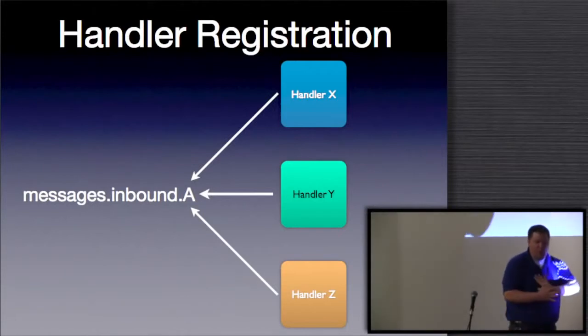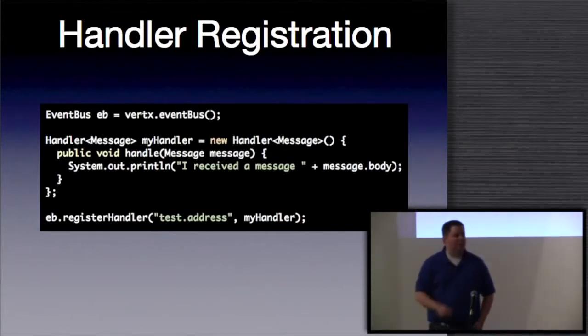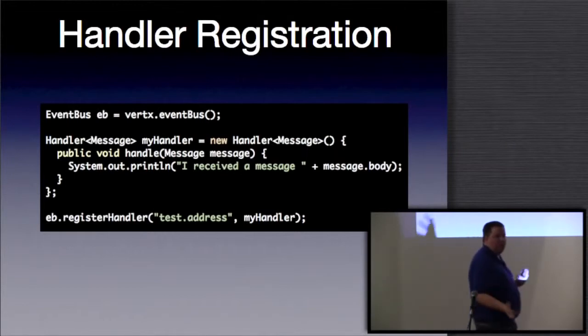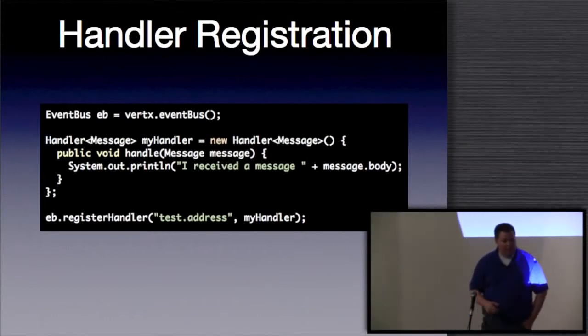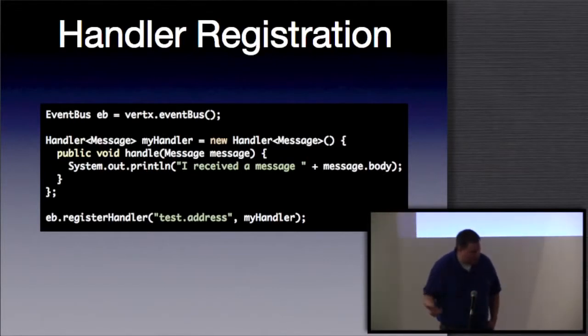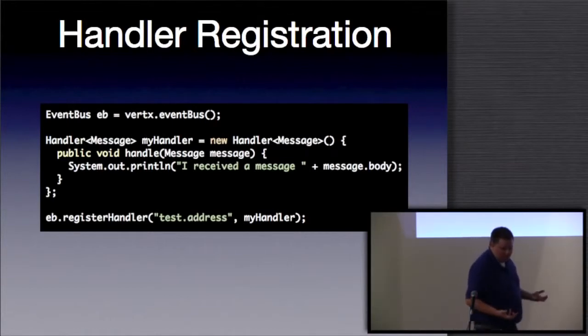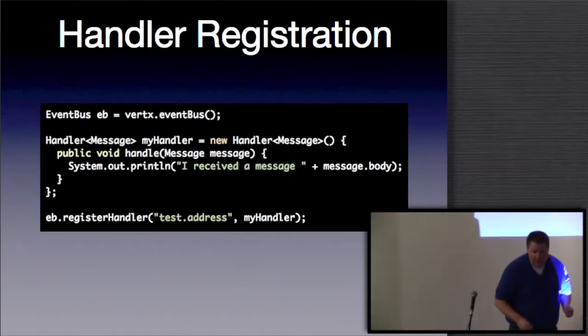How do I register a handler? So we're going to do most of the examples in Java code. Here basically we're going to get the event bus object from the Vertex object. The Vertex object is available to you whenever you extend vertical. And then we have a handler interface. We're going to implement an anonymous handler here. And basically all it's going to do is print out a message based on the message body. And then we register that handler at the address. It's as simple as that.